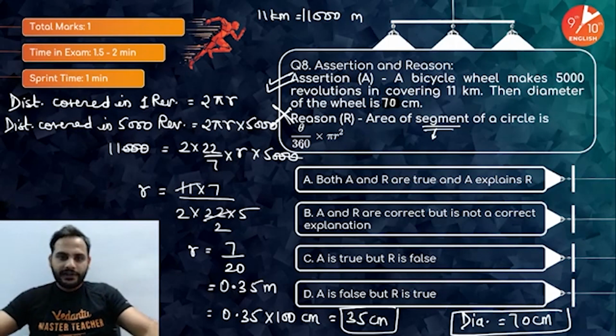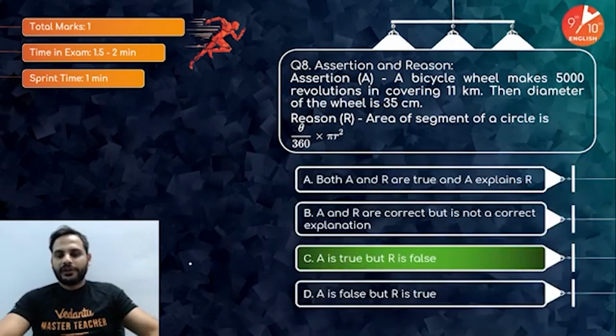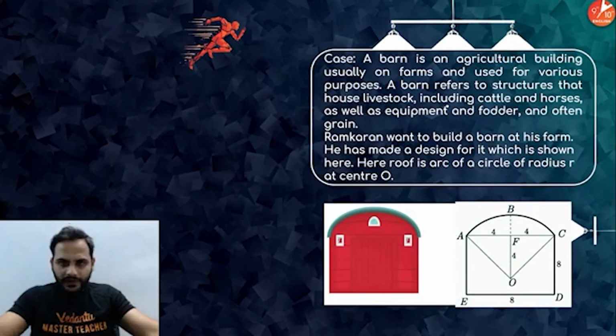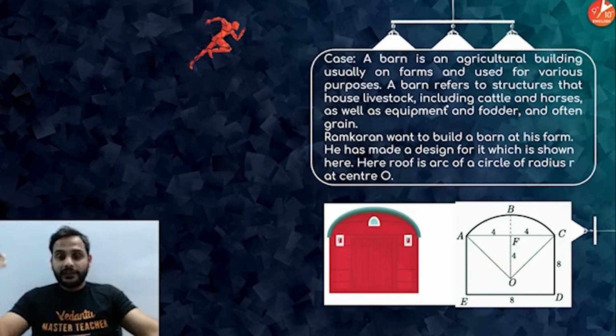So assertion is correct, reason is false. Assertion is true, reason is false. Option C will be your correct answer. ठीक है, here also we'll say 70 centimeters. Assertion is true, reason is false. Clear है बेटा? All right, चलो now let's go for our case study based question.